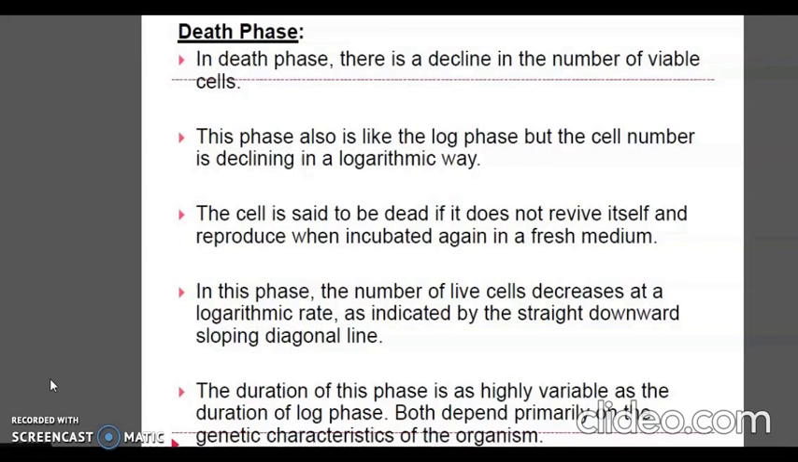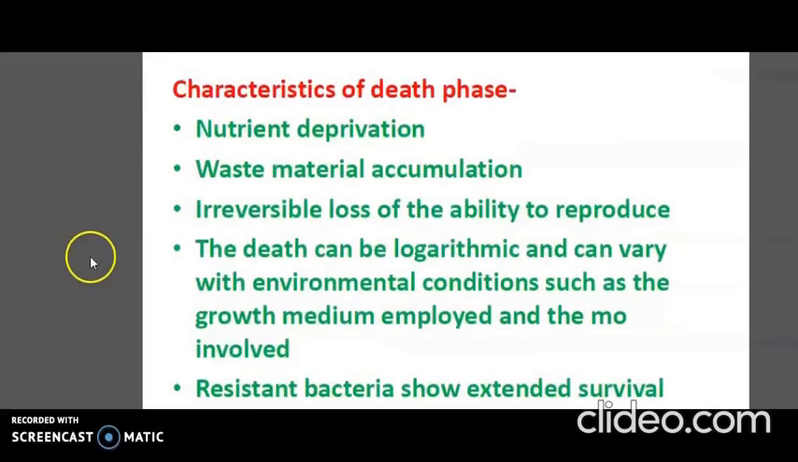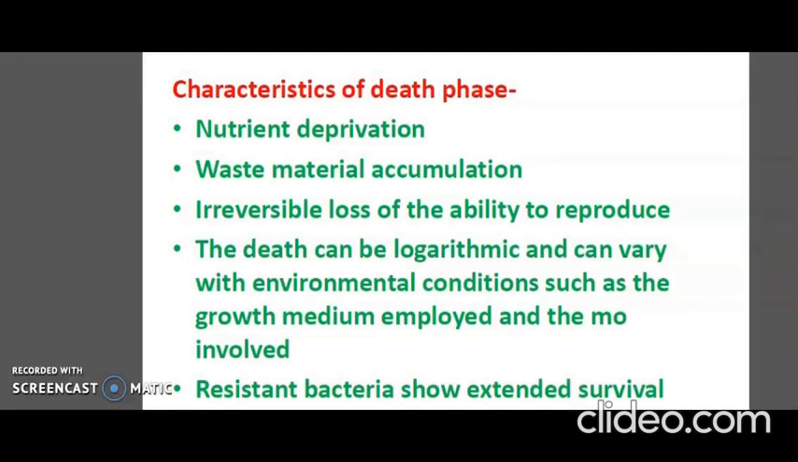The duration of this phase is as highly variable as the duration of log phase. Both depend primarily on the genetic characteristics of the organism. Let's see a few of the characteristics of the death phase. There is nutrient deprivation, waste material accumulation, and irreversible loss of the ability to reproduce, and the death can be logarithmic and can vary with environmental conditions such as the growth medium employed and the microorganisms involved. An exception is that resistant bacteria show extended survival.